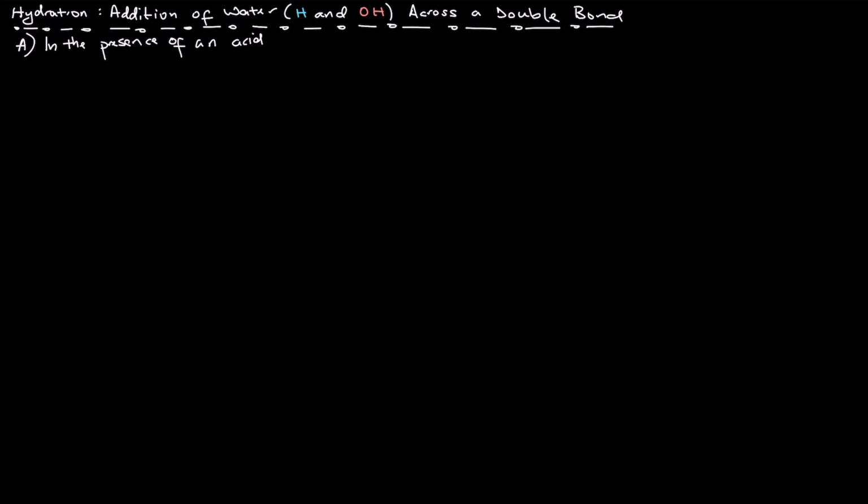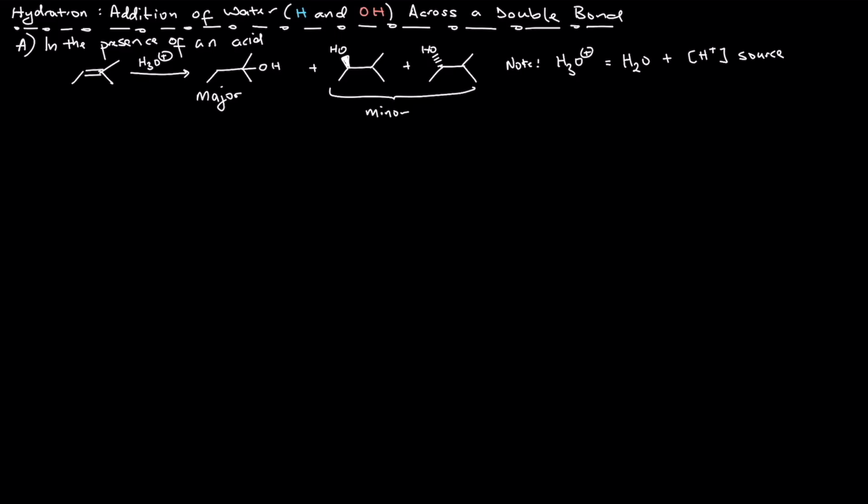Hydration reactions readily occur in the presence of acids. For example, if you have this tri-substituted alkene and you react that with H3O+, you get this tertiary alcohol as your major product and your secondary alcohols as your minor. Note that H3O+ is essentially just depicting water plus some H+ source. And one possible source of H+ is H2SO4. But really, take any strong acid and dissolve that in water, you're going to get an H3O+ solution.